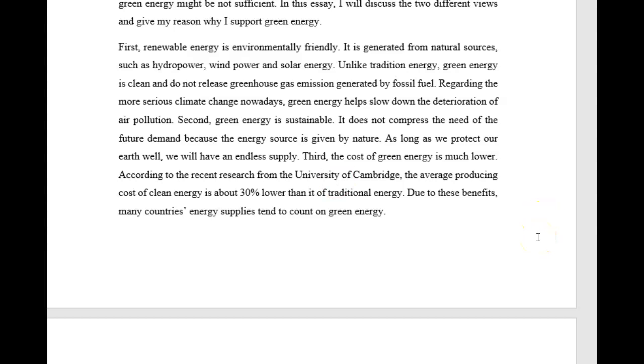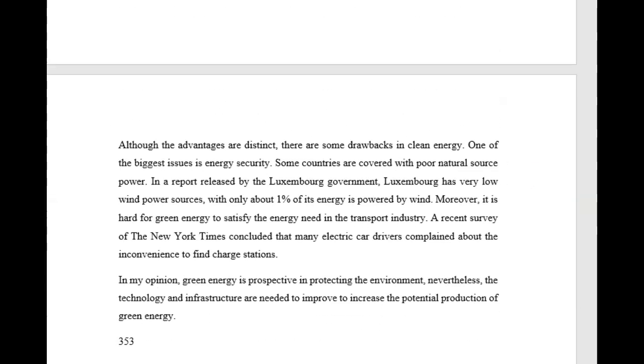Okay, so let's see. You said it was environmentally friendly. You gave us one part about that, and then you told us it was sustainable. And then you talked about cost. Okay, so fine. You covered everything. Let's take a look at this paragraph.